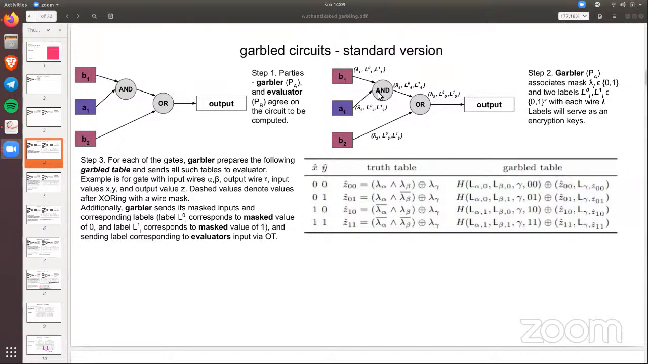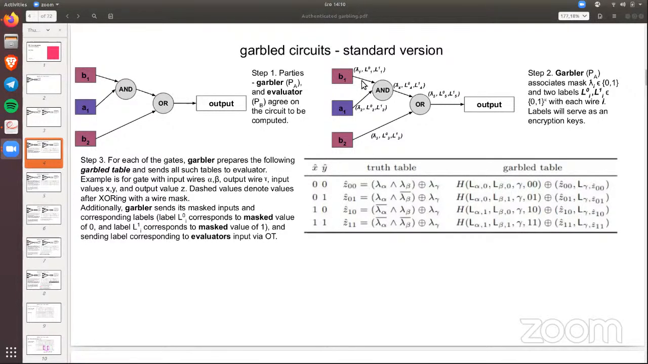Let's focus on this AND gate perhaps. It's got two wires which are incoming, and associated with them are x' and y', the masked values. So let's say we are somewhere in the middle of the evaluation of the circuit, so the evaluator already knows x' and y', the values for these two wires. Say he knows that it's 0 and 1.